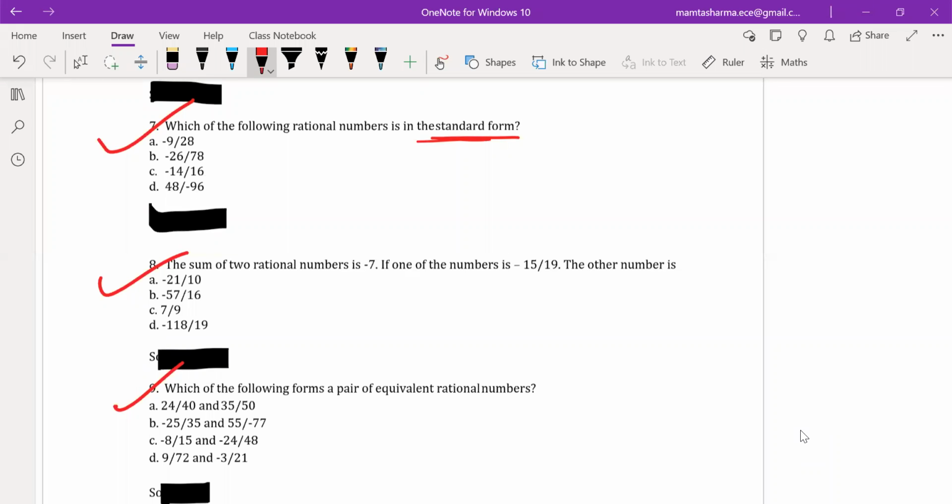But the first thing was incorrect. I was about to say the denominator shouldn't be negative. No, it is not necessary. The denominator may be positive or it may be negative, but the standard form will be that form which cannot be solved further.